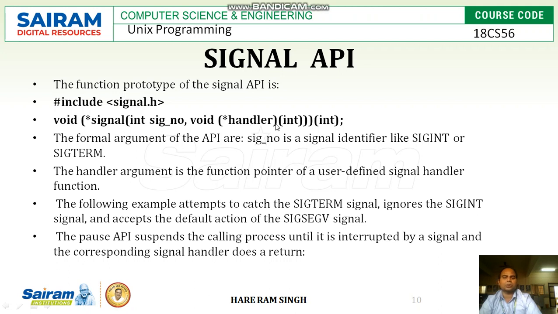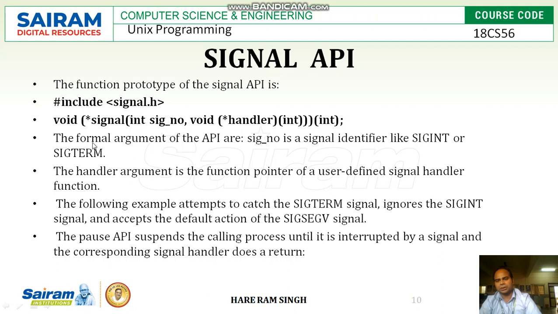The next argument is the handler. It is also called the user defined function and also called the signal handler function. Whenever a signal is received by a process, the signal handler function will catch the signal. This *handler is actually a pointer which will hold the address of the signal handler function. That's what it is telling in this explanation.